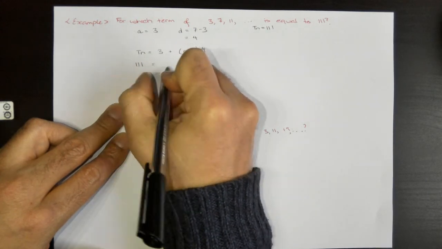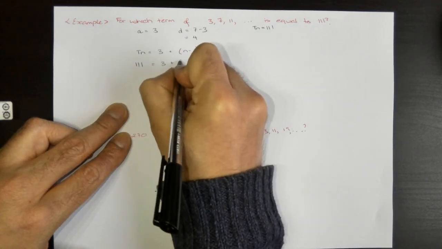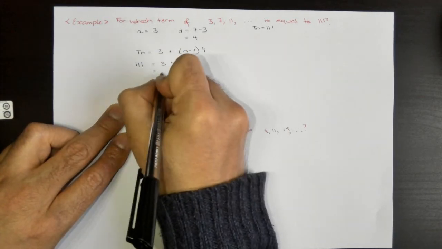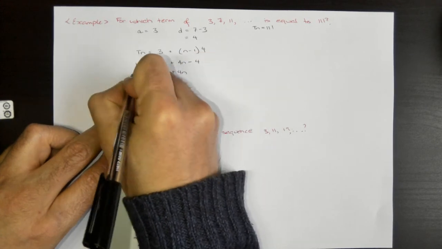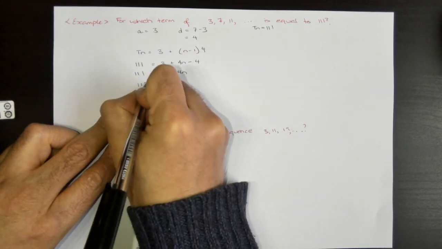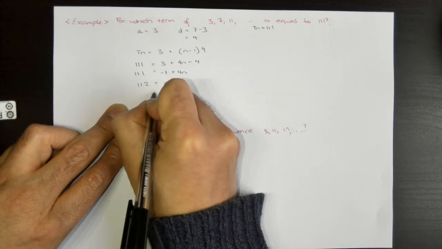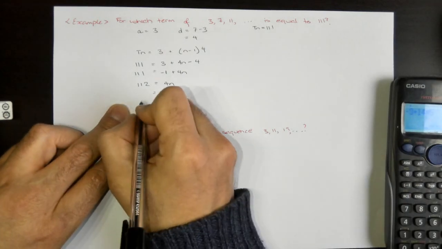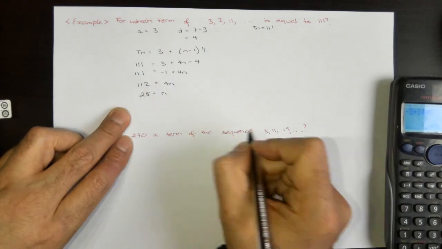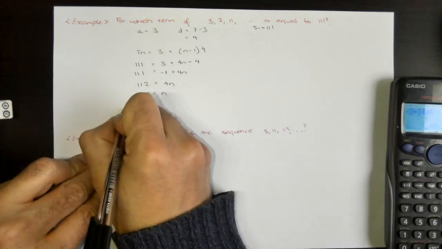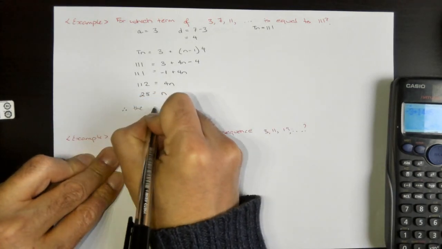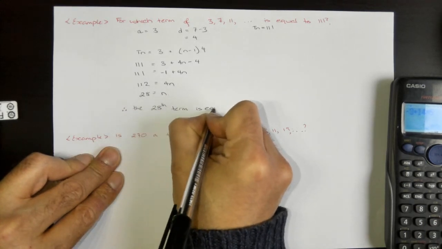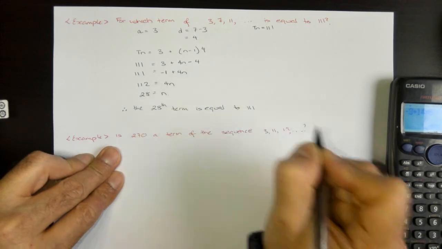So 111 equals 3 plus 4n minus 4, just expanding that out. So 3 minus 4 is negative 1. Add 1 to that, we get 112. Then divided by 4, we get 28. So therefore the 28th term is equal to 111.